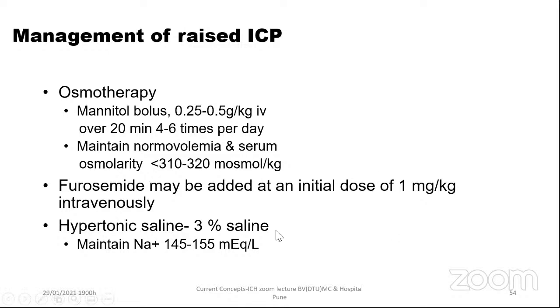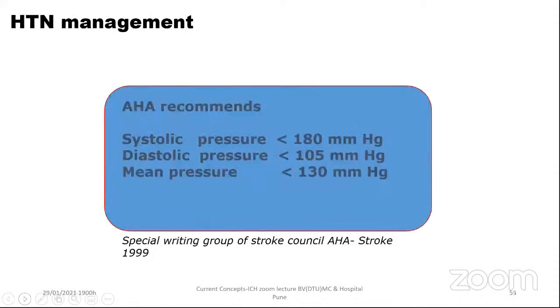If you give 3% saline, it is more effective, and you maintain the sodium between 145 to 155 as an infusion. If you want to use a bolus type, it has to be 23% or 7% sodium chloride.